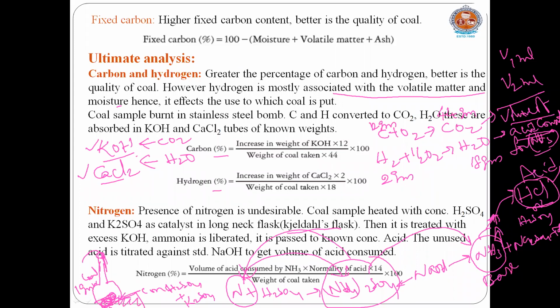Nitrogen is undesirable because it doesn't have any calorific value, and it also produces pollution causing gases, oxides of nitrogen. It leads to acid rains, so it is undesirable.